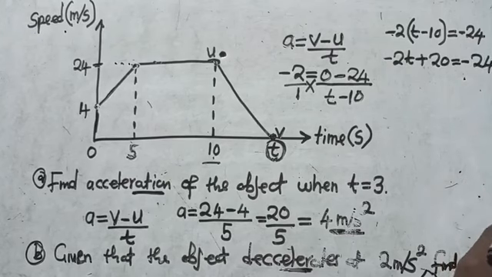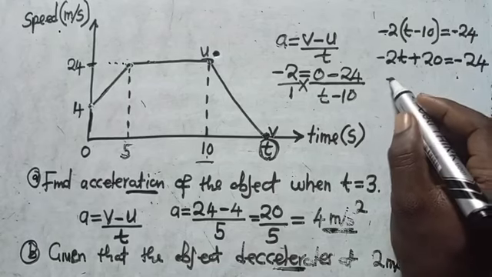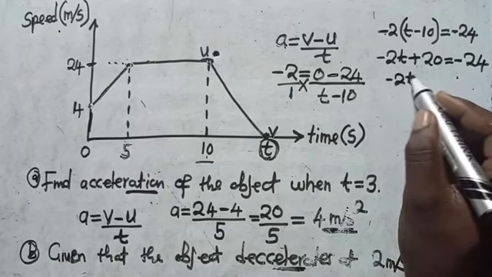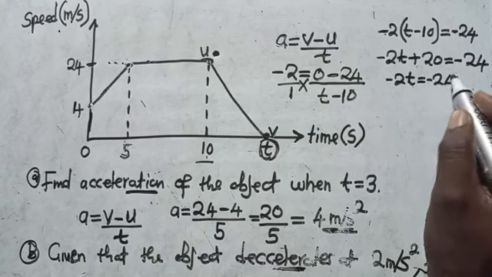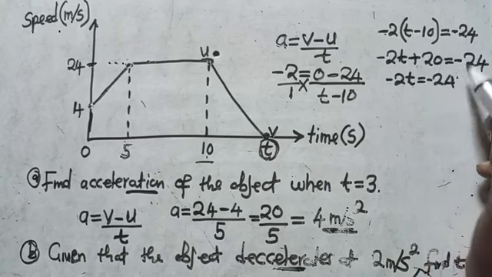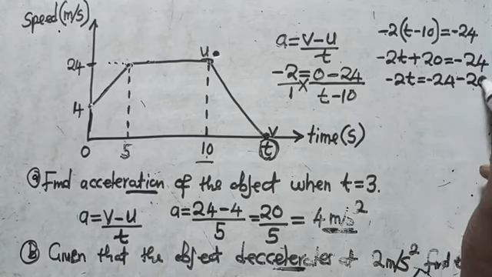From here, what I'm supposed to do now is to group the like terms together. I'm going to have negative t, 2t is equal to negative 24. When this one goes this side, this is positive. When it crosses the equal sign, it becomes negative. So that is what I'm going to have.